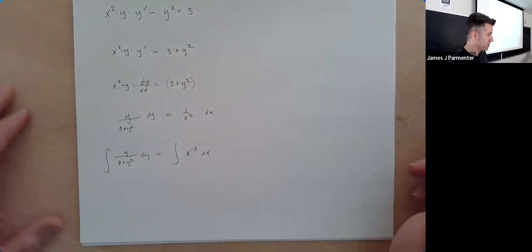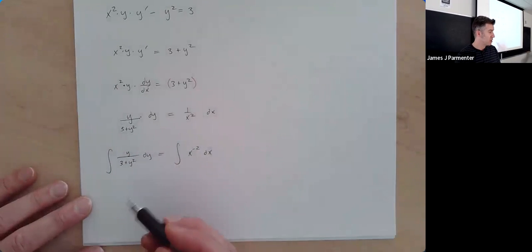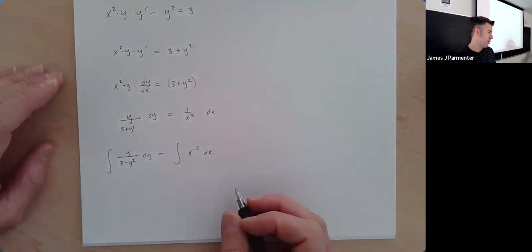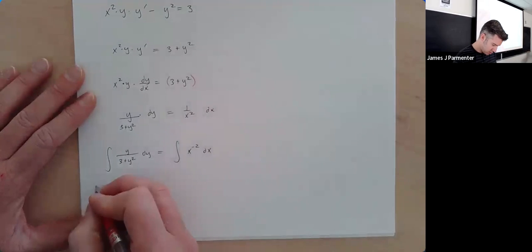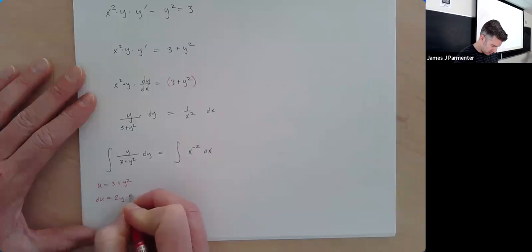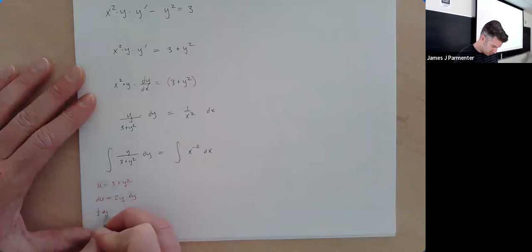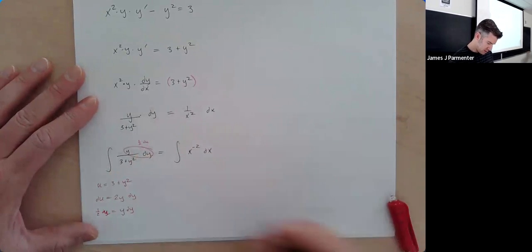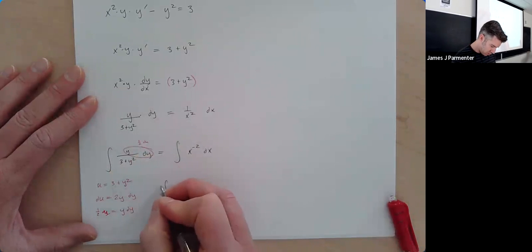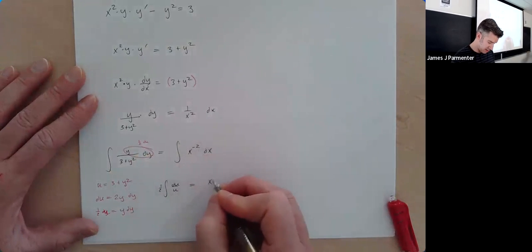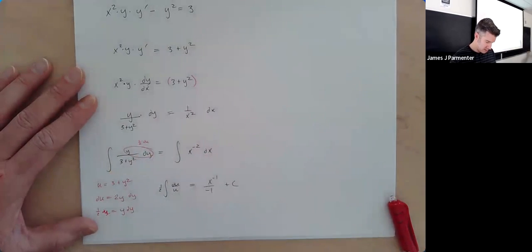I rewrote 1 over x squared as x to the negative 2. Y over 3 plus y squared is a pretty straightforward u substitution. We can let u equal the bottom, and du is essentially the top, except we're off by a factor of 2. So u is 3 plus y squared. Du is 2y dy. So 1/2 du is equal to y dy. So there's my 1/2 du, and there's my u on the bottom. So this left-hand side becomes the integral of 1/2 du over u. The right-hand side, I know how to anti-differentiate x to the negative 2. It's x to the negative 1 over negative 1.